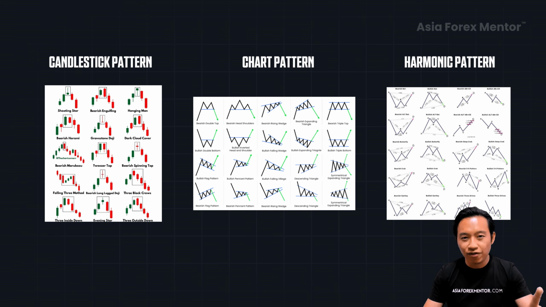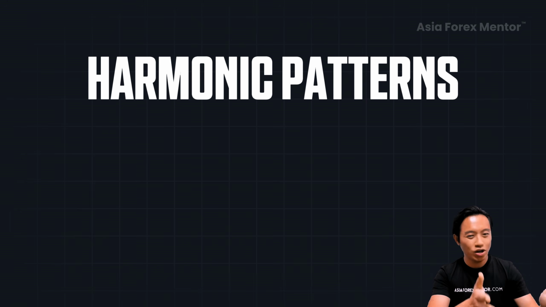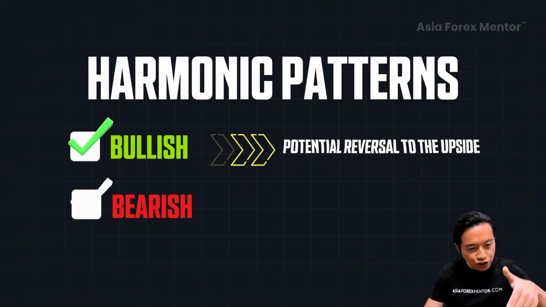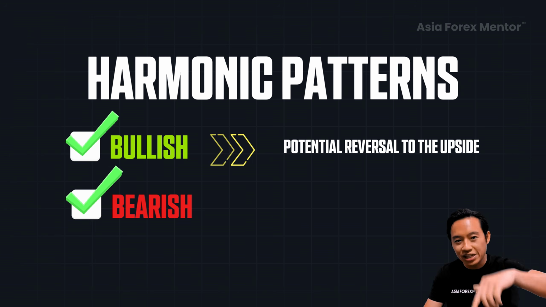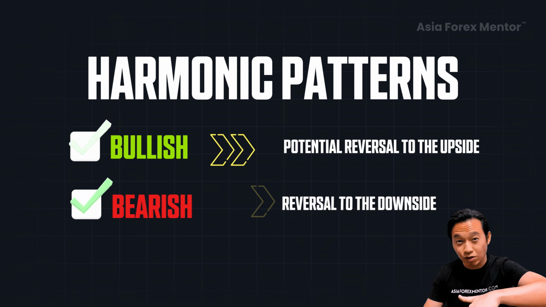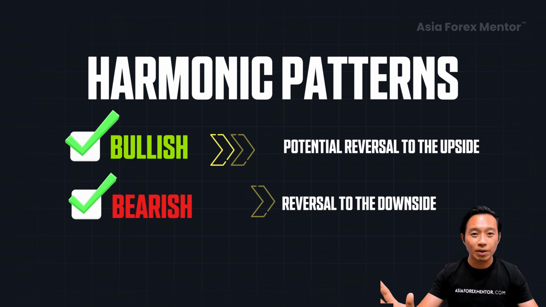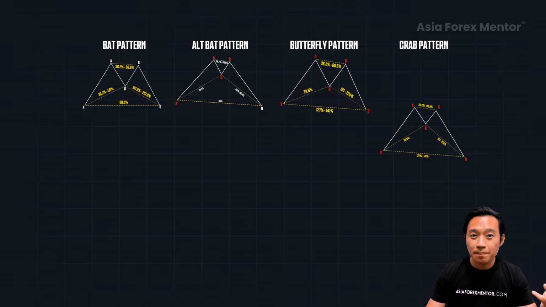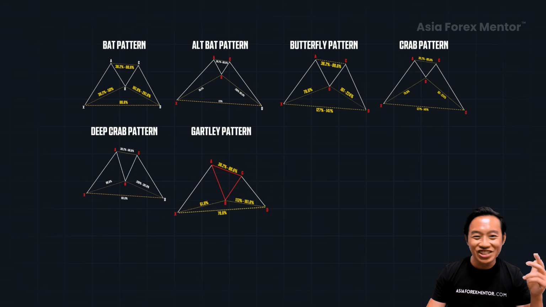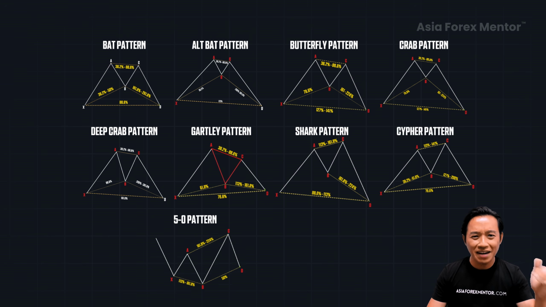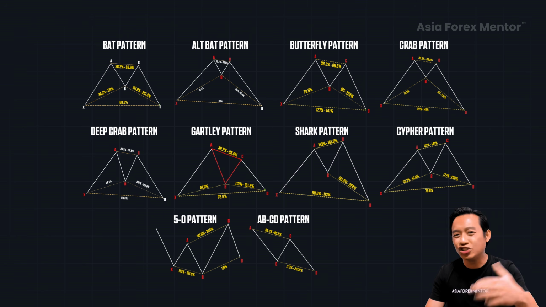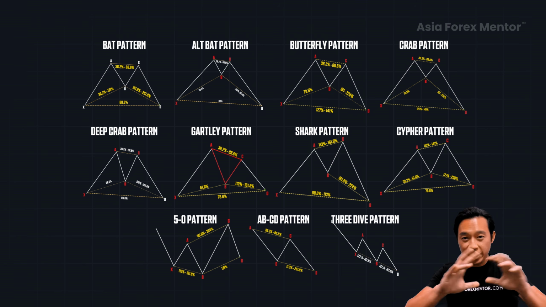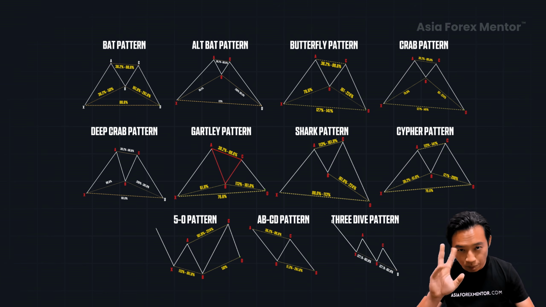We can divide harmonic patterns into two types, bullish and bearish. Bullish harmonic patterns indicate a potential reversal to the upside, and bearish patterns indicate a reversal to the downside. There are several types of harmonic patterns: the bat pattern, alternate bat pattern, butterfly pattern, crab pattern, deep crab pattern, Gartley pattern, shark pattern, cypher pattern, 5-0 pattern, ABCD pattern, three drives pattern, and so on and so forth. I'm going to go through each of these types and break them down.